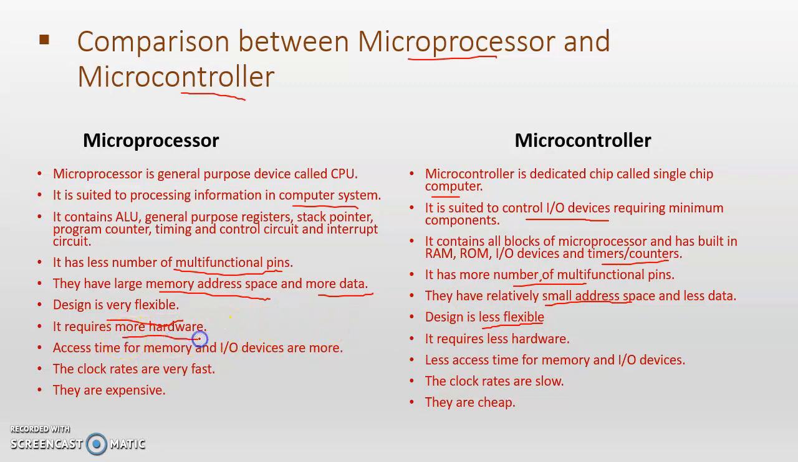It requires more hardware, right? The input output devices, memory, and timer counters are not present, so more external hardware is required. The controller requires less hardware. The access time for memory and input output devices is more in the processor. Obviously it will require more access time, whereas the controller requires less because these are present in the chip itself. The clock rates are very fast in the processor and slow in case of the controller.